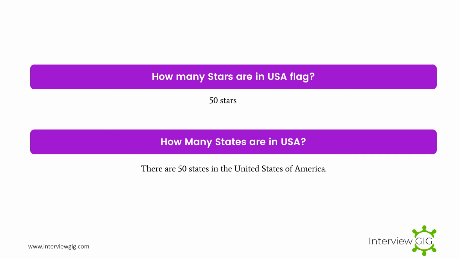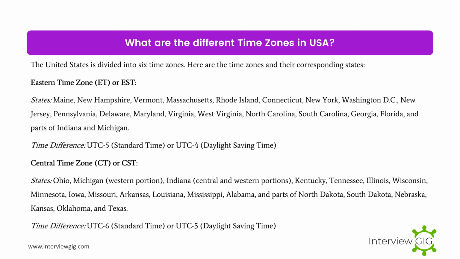How many stars are in USA flag? 50 stars. How many states are in USA? There are 50 states in the United States of America. What are the different time zones in USA? The United States is divided into 6 time zones. Here are the time zones and their corresponding states.